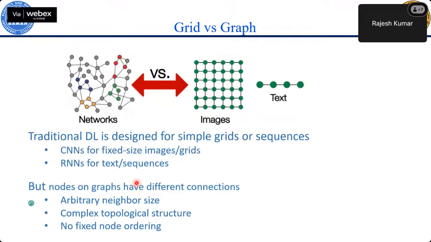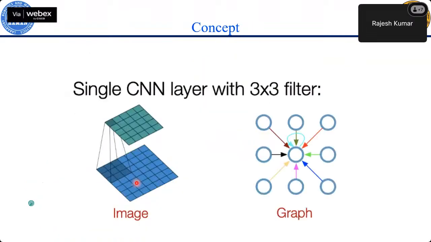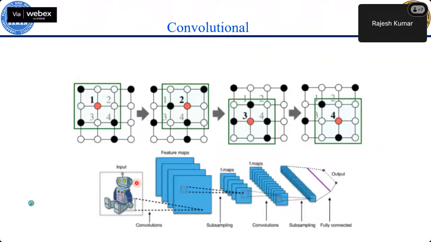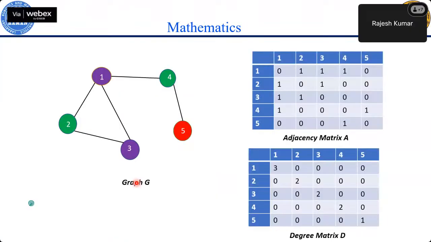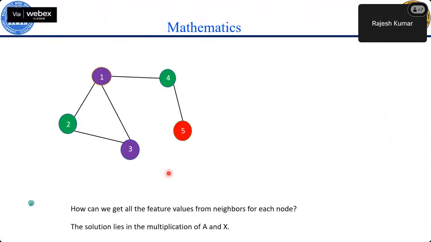We already discussed the representation of a graph, networks and data. That concept we have discussed. We have talked about CNN earlier. This is the CNN which we have discussed. Now we talk about the mathematics, how it will work.